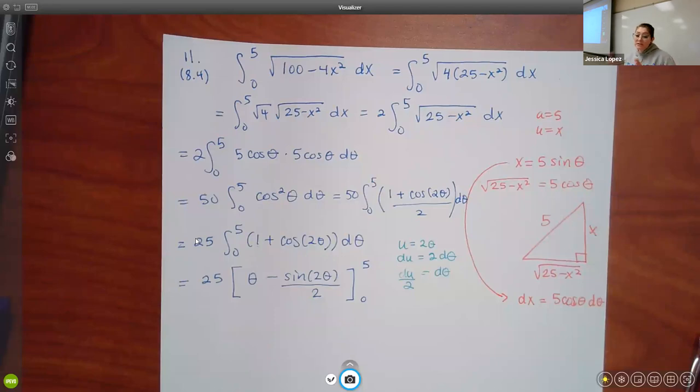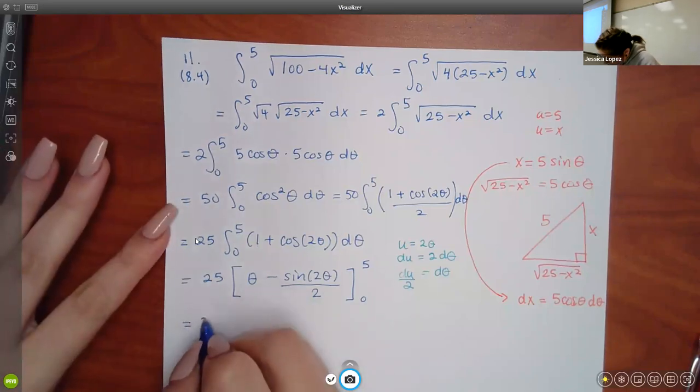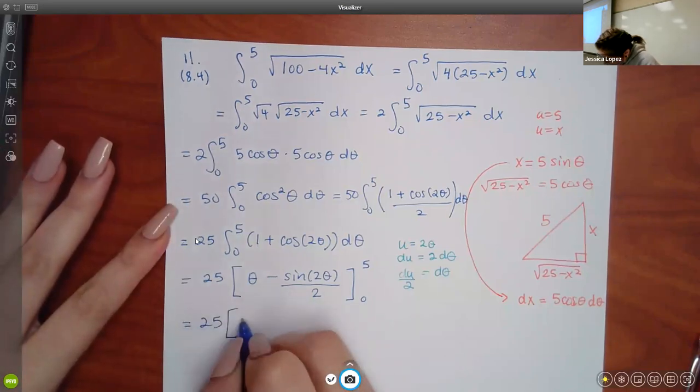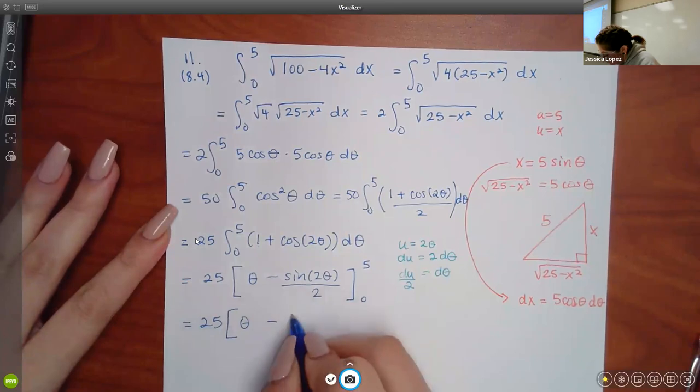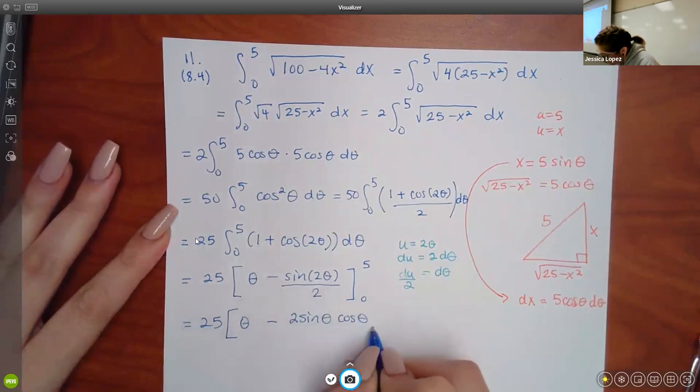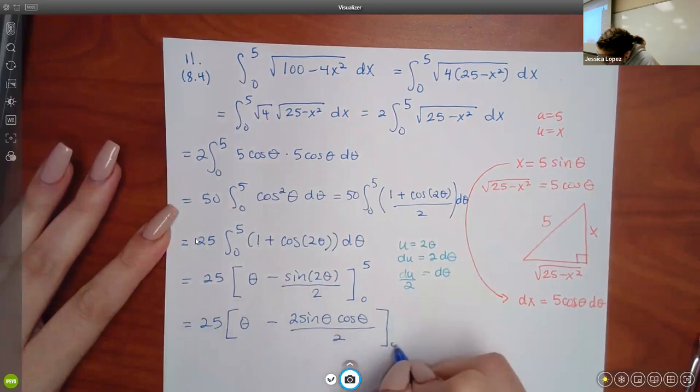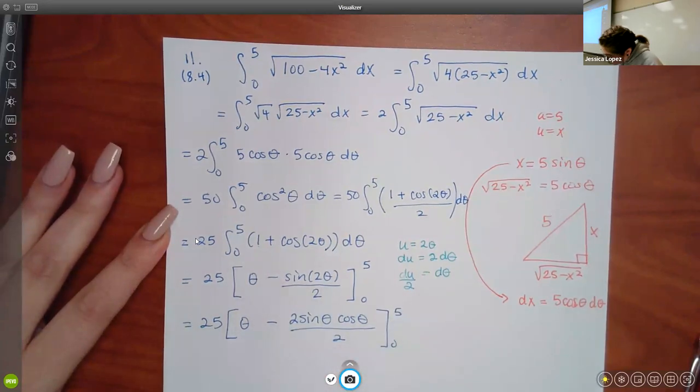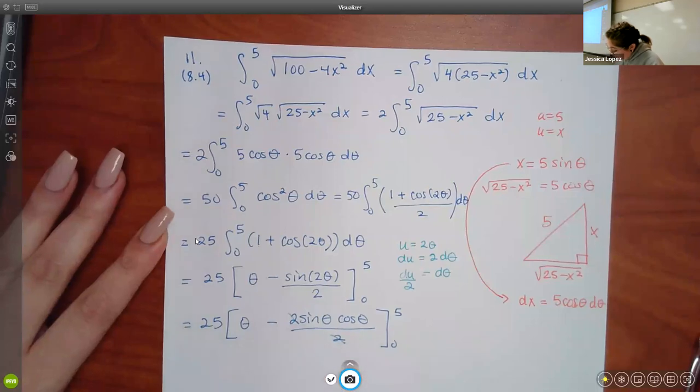Now we can't plug in the 0 and the 5 yet because those are for x, right? And we do not have anything for sine of 2 theta. However, we do have trig functions and trig identities that tell us that sine of 2 theta is the same as 2 sine theta cosine theta. And then that would make these 2s cancel out.